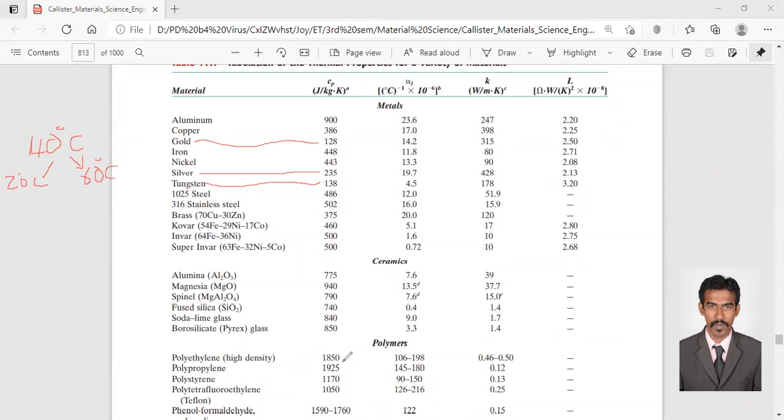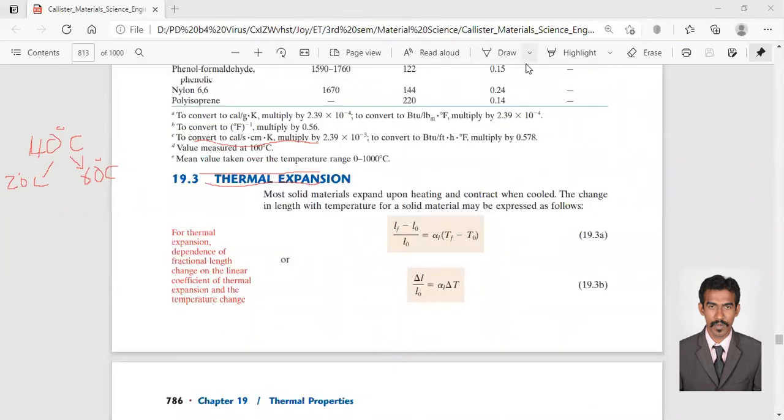They need 800, 1850, 1920, like that, right? So polymers are the materials which need a high amount of energy to change the temperature by a unit value, while metals, particularly gold, silver, tungsten, need less energy to change their temperature from a particular degree Celsius to another. That's a kind of unit, right? Then we come to thermal expansion. All right.